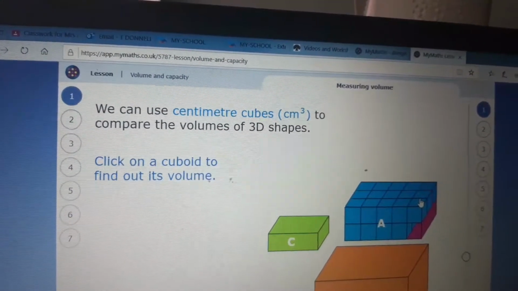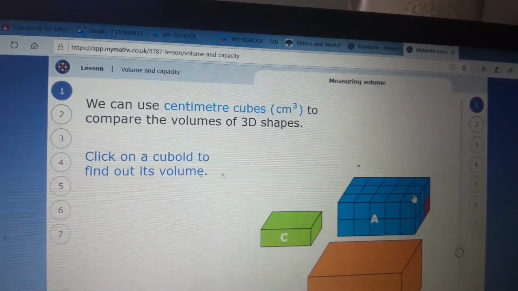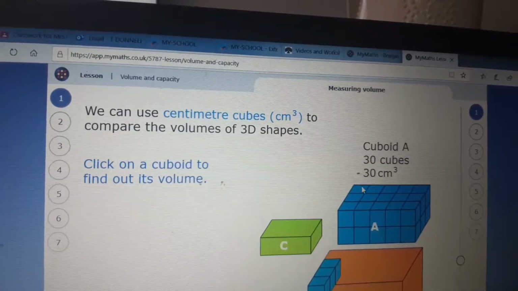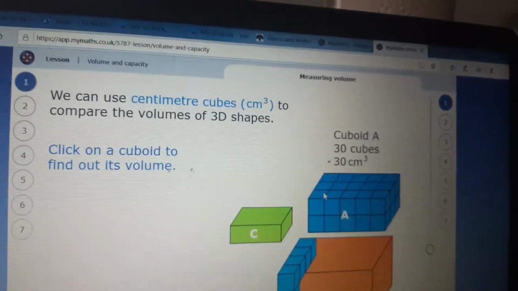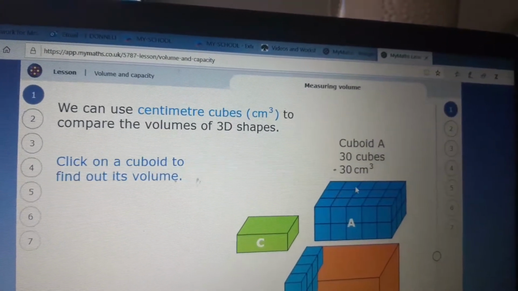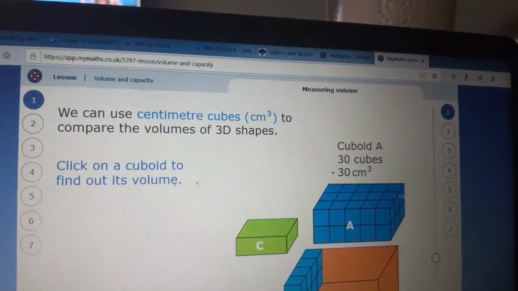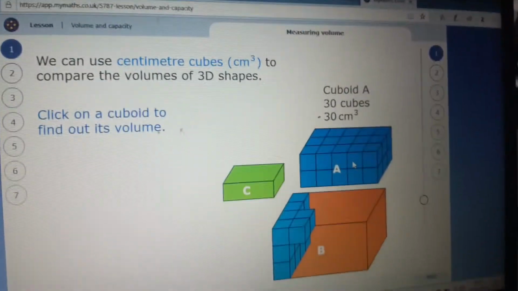You might be counting it up as we go along. You can see that they're on the top row. There are 30, because 3 by 5 on the top is 15, and there are 2 layers of that. Altogether, there's 30 in that one.